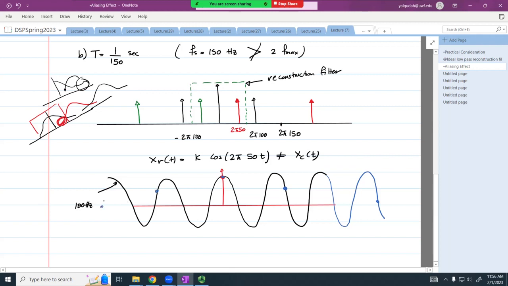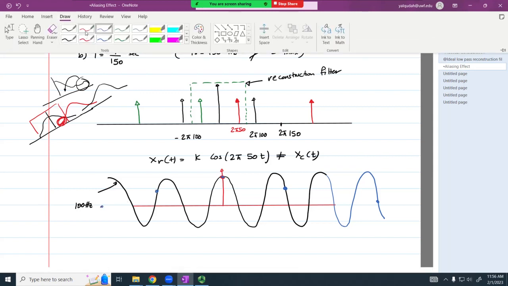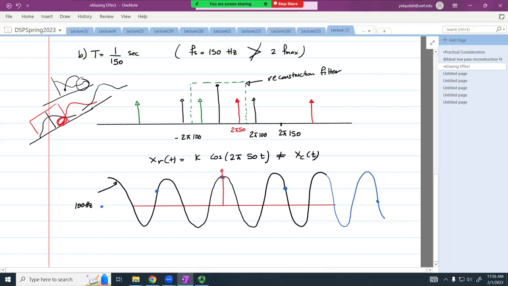There's a sample here. Now what am I generating? I'm generating a signal that looks like this. What is this signal? This is a sinusoidal signal, but what is the frequency of it? It's 50 hertz. Does that make sense? Everybody? Clear?